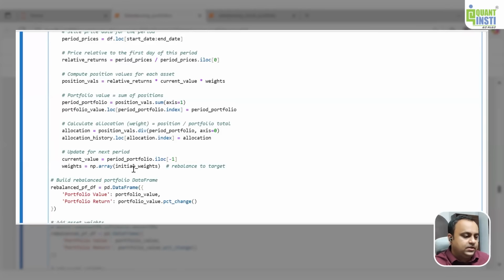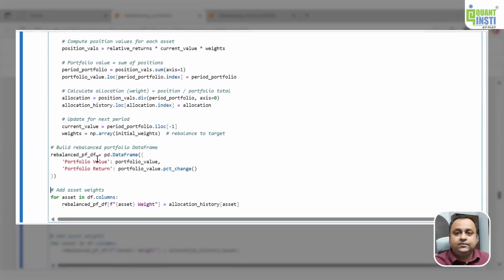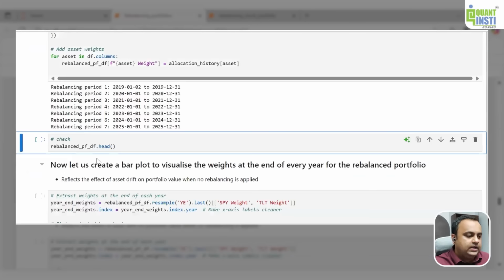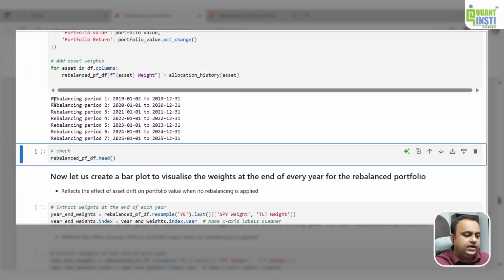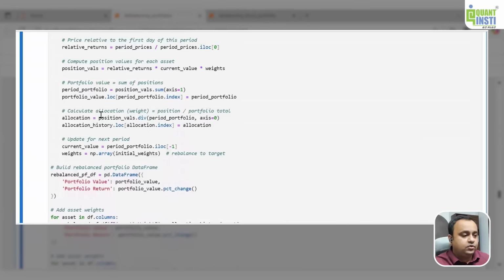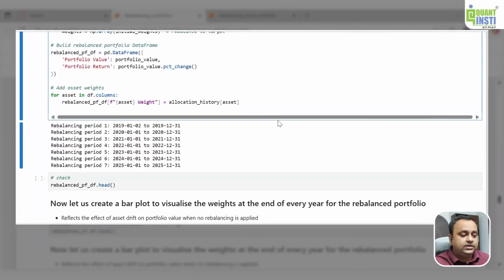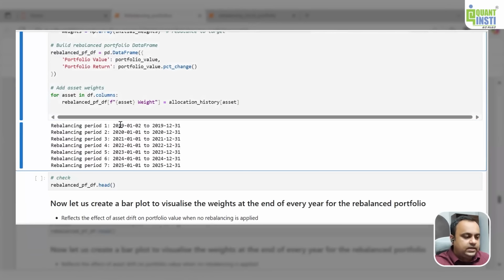So here I'm going to run this code, and in the end I get my rebalanced_pf_df. And here we go. Here I see the different rebalance periods which have been printed out, because inside my for loop I used for i in range(len(rebalance_dates)), and when I define the start date and end date, I printed it out. I did this to visualize if I'm doing things extremely clearly. And to my understanding, we can clearly see that these different periods have been defined very clearly.